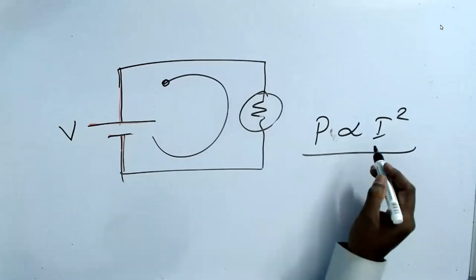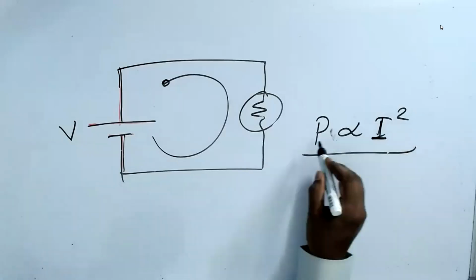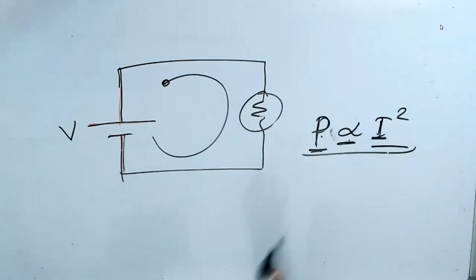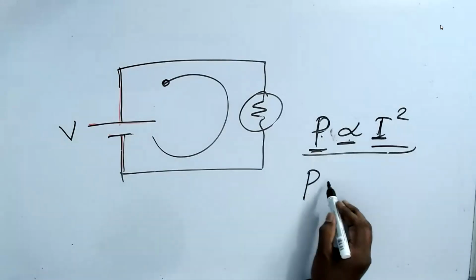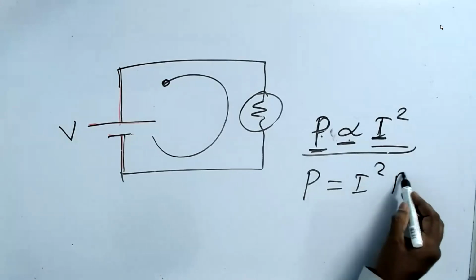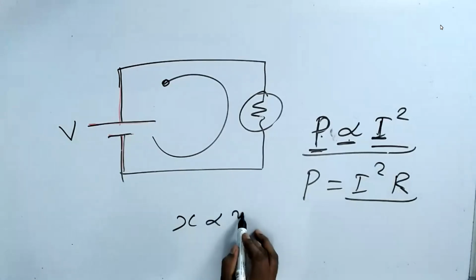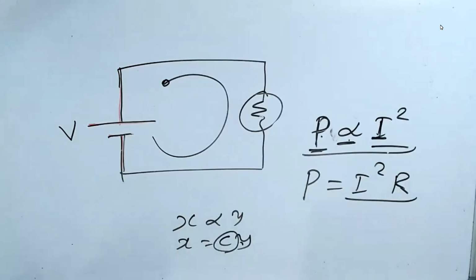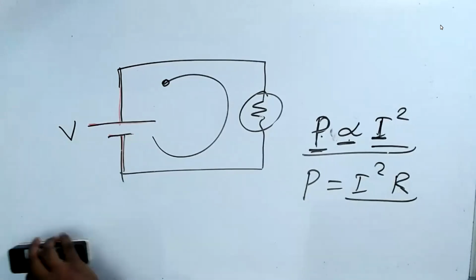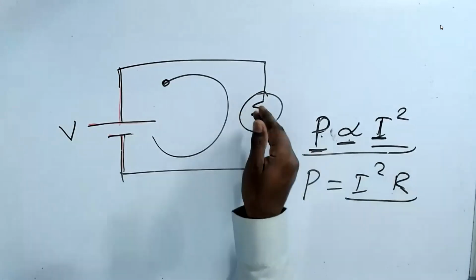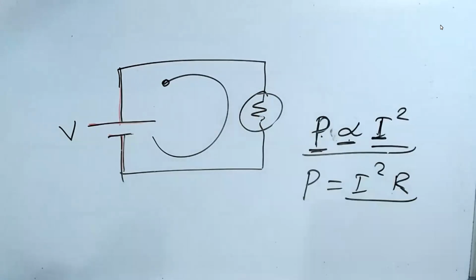And they found it like this: power is proportional to I square. So then they found P is equal to I square, and the constant is R, so I square R. We know that X proportional to Y means X is equal to CY. Whenever you want to convert a proportional to an equal, we add a constant. Here, R is the constant which they have added. Understood? This is the way they came.